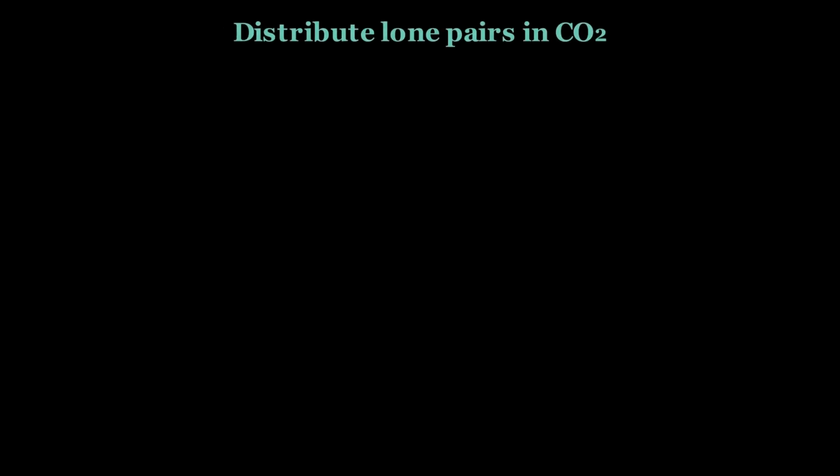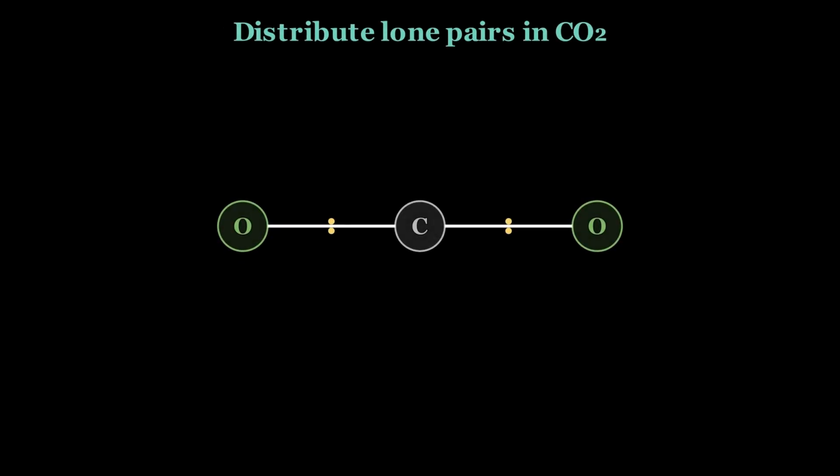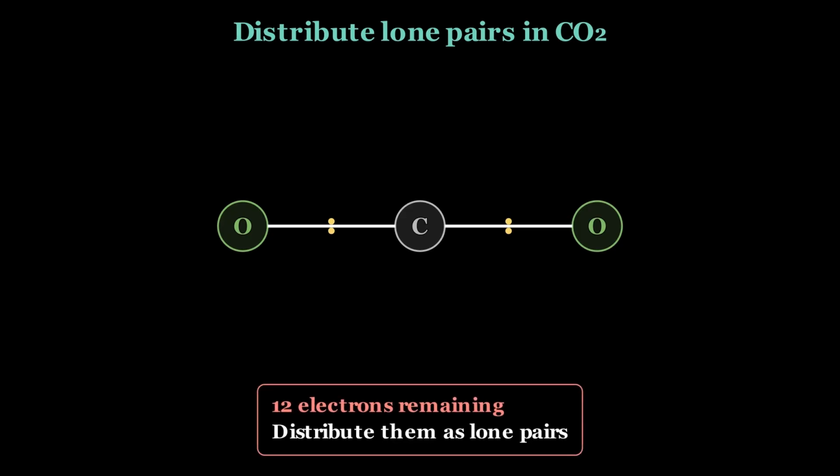Most atoms are stable when they have 8 electrons around them. This is called the octet rule. We normally complete these octets for the outer atoms before dealing with the central carbon atom. Each oxygen already has 2 electrons from its bond to carbon. Each oxygen therefore needs 6 more electrons. 6 electrons corresponds to 3 lone pairs. So we place 3 lone pairs on each oxygen.